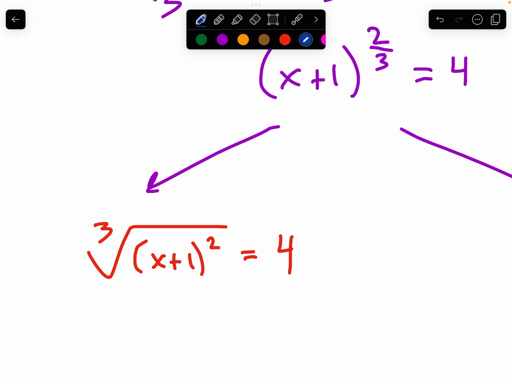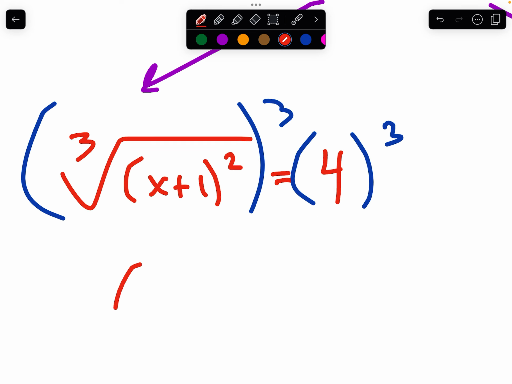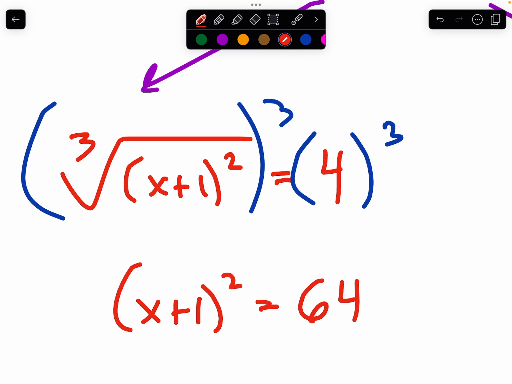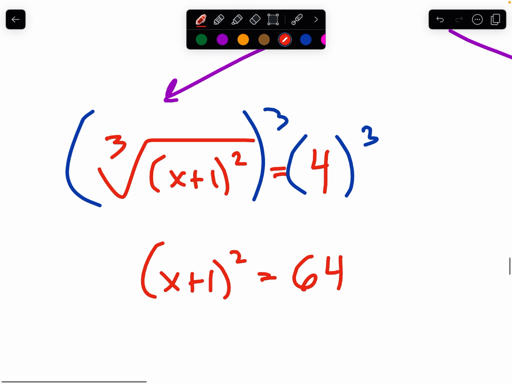Well, here the exponent we're going to use is a 3. We've got to cancel out a cubed root this time. So we'll cube both sides. And then we'll have just the stuff left inside of that cube root on the left, and on the right, 4 cubed is 64.